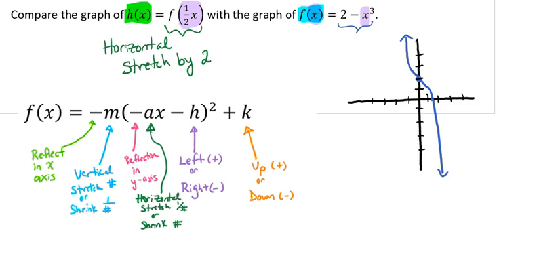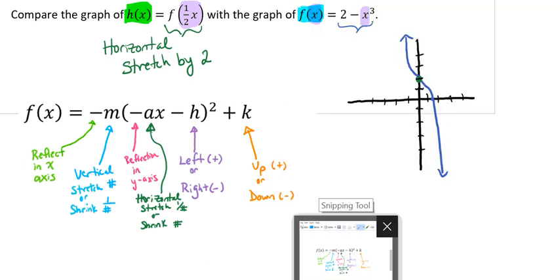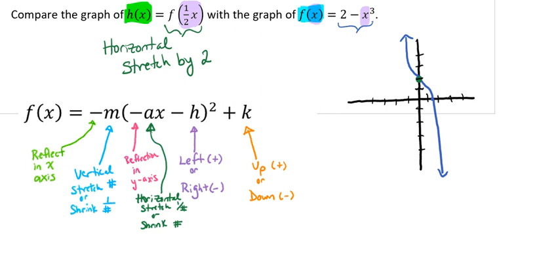Now, a horizontal stretch means that we're going to grab our pieces and pull them away from the y-axis. So it should look like a wider graph. But you'll notice that this point, this 0, 2, won't move. That's where that point will stay. So let's plug that into our graph. What does that look like? We need to know what the equation looks like.